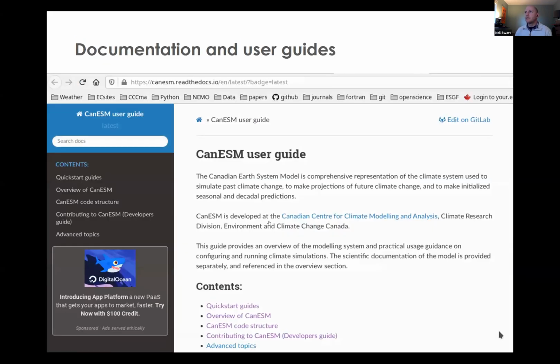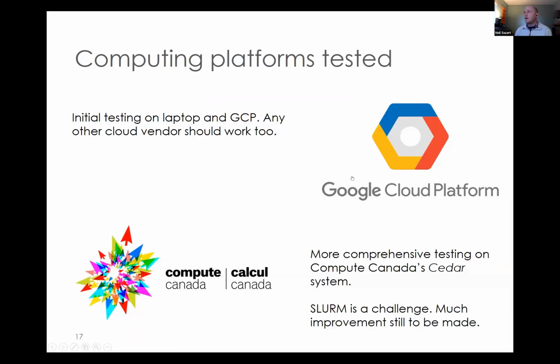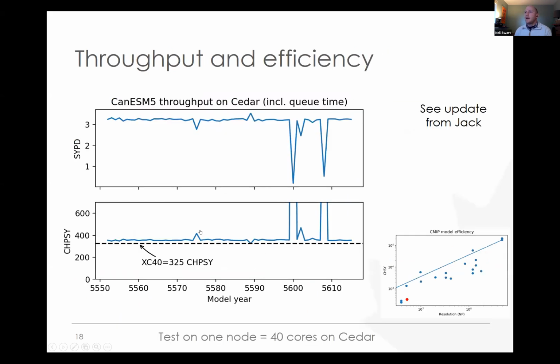We talked about having some documentation to support this usage. We talked about testing on Google Cloud Platform and on Compute Canada. And we mentioned that when we run on Compute Canada, the efficiency of the model measured in core hours per simulated year was basically the same as what we had internally in our CP4C HPC. But the absolute throughput was quite low because we were only using one node. So Jack will talk later about work where we've expanded to multiple nodes and really optimized the performance. So that's a big gain that we've made.